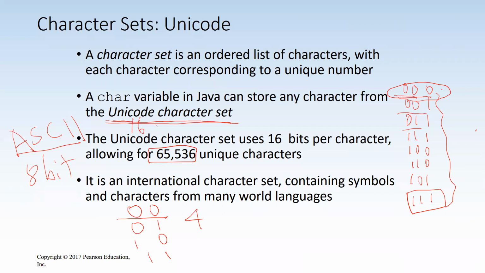Okay, so these are the 8 different combinations, right? That means if you have 3 bits, you can represent 8 characters. Think about it. If you have 16 bits, that means it's 2 to the 16th. That is this number. It can have this many unique characters. That's why we use Unicode to represent the characters, okay? It is an international character set containing symbols and characters from many world languages. Any questions, everybody?